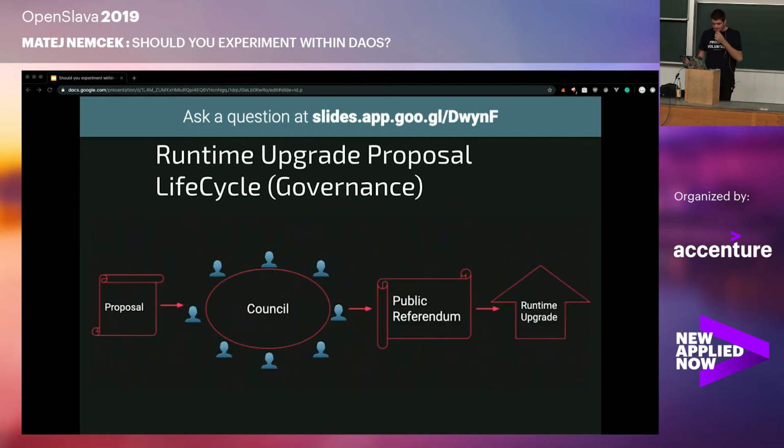So, okay, this is how the process looks, for your imagination. You have the proposal, you have the council, and they vote, they have rolling elections with the votes, and you have the public referendum, and then you have the runtime upgrade, which is literally the block, and it's distributed between the block validators.